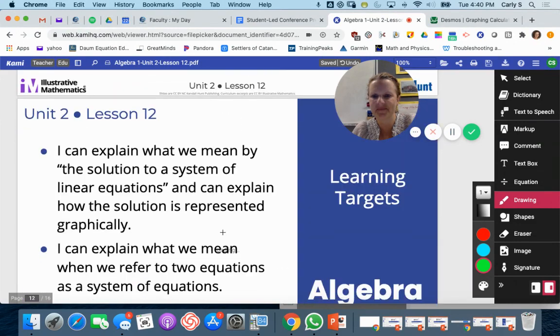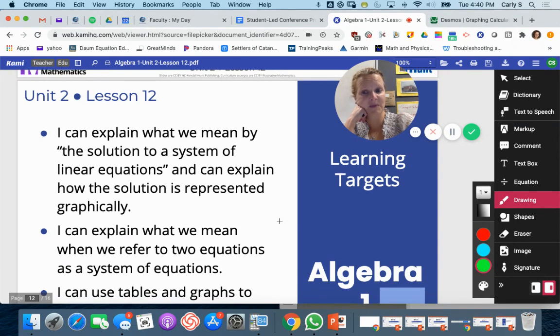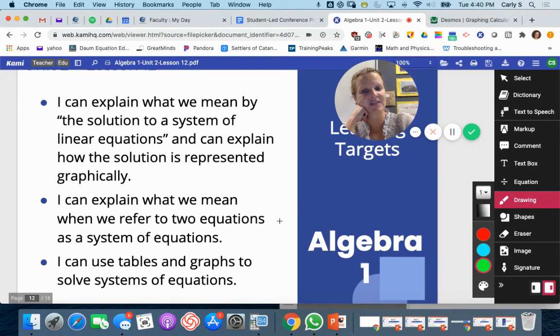So we can explain what we mean by the solution to a system of equations, and we can explain how the solution is represented graphically. I can also explain what we mean when we refer to 2 equations as a system of equations, and I can use tables and graphs to solve them. I prefer algebra. I can use graphs. Tables are okay, probably my least favorite.